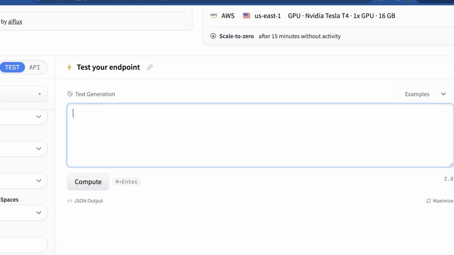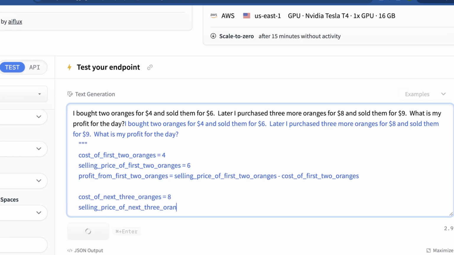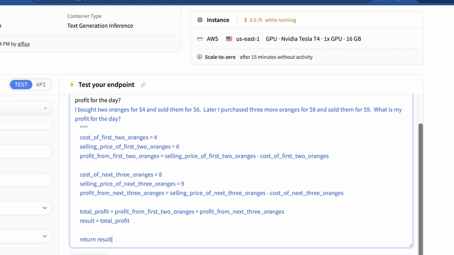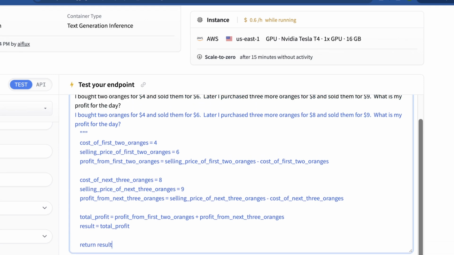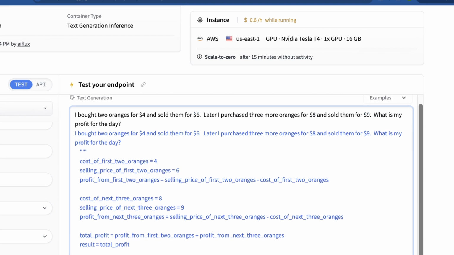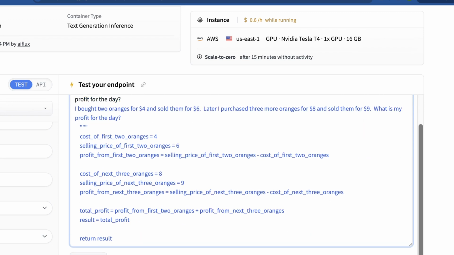So now I'm going to ask one of these basic multi-step reasoning questions, which is, I bought two avocados at some price, sold them, and then bought some more, sold them again, what's my profit? All right, so it's telling us each step it's taking to do this. It looks like it gave us a basic kind of pseudocode to calculate this. It didn't actually give us the answer, which is sort of interesting, but it does give us some code that shows how to do this, which is a little underwhelming, but these models are a little bit harder to interact with.